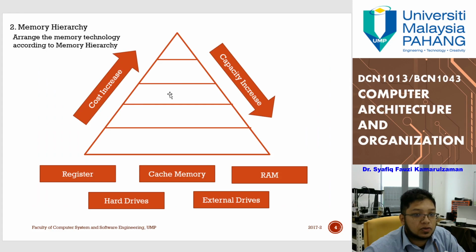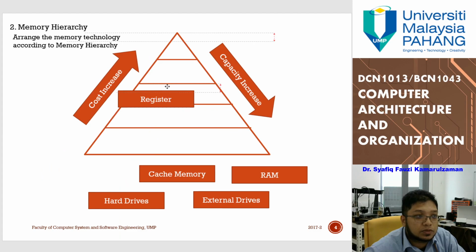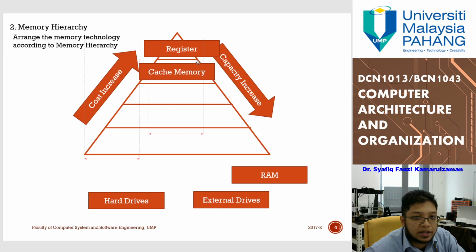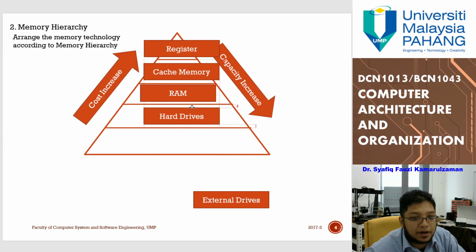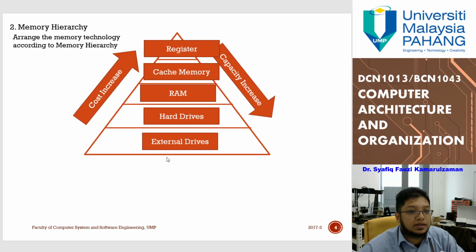Memory hierarchy and memory technology. Let's take a look at which memory technology is located in which location inside the hierarchy. Basically the top one is the register. Next is the cache memory, because this is also located inside the CPU, but not as fast as the register, however faster than the RAM. Next is the RAM, and then the hard drives, and finally the external drive. So this is the answer for question number 2.